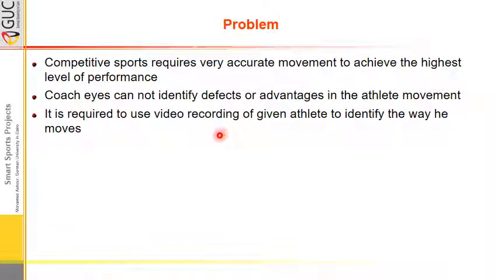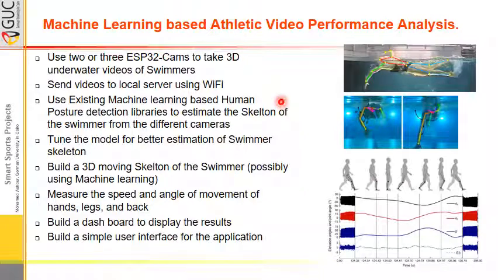It is required to use videos, sensors, or recordings of different athletes to identify the way they move and to identify the advantages and disadvantages of each athlete. The first project that we talk about is machine learning based athletic video performance analysis.